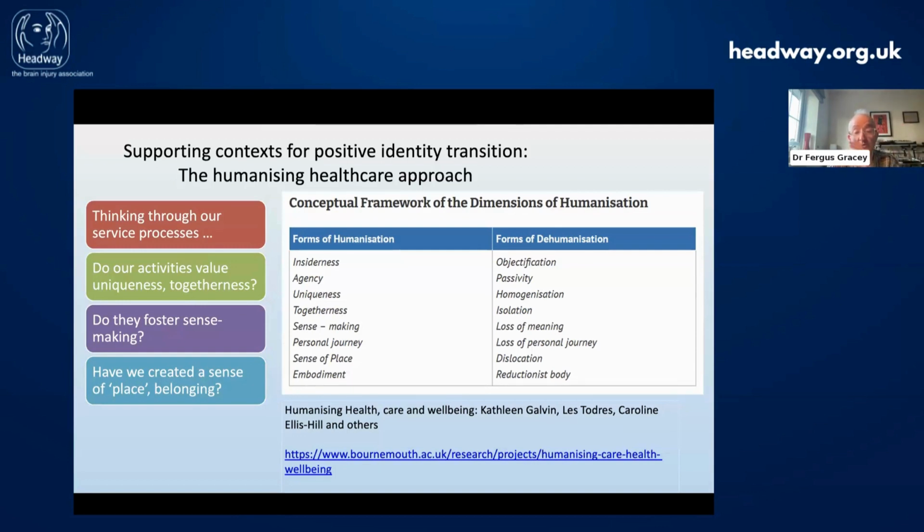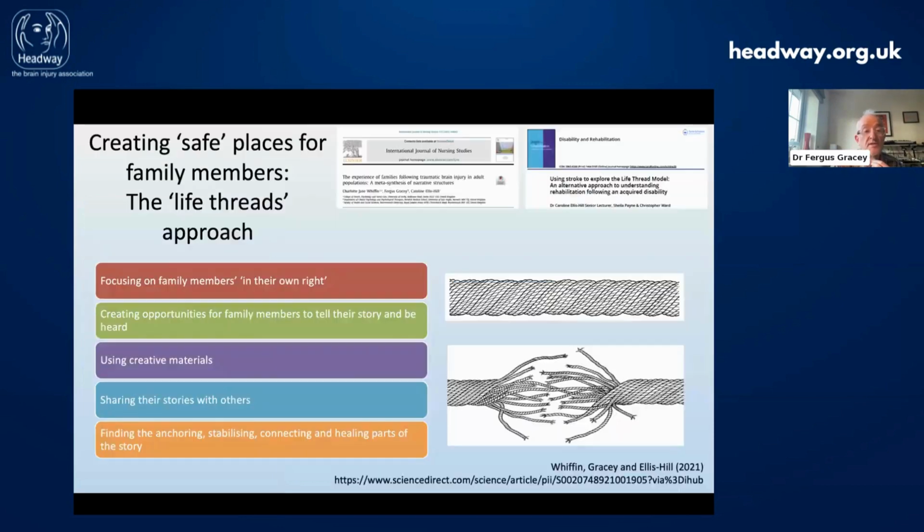So I find this a really helpful framework for thinking through these things. And we've applied some of those principles in work that we're currently doing around supporting family members, creating opportunities for family members to tell their story and be heard using creative materials, and also opportunities to share their stories with others. So without getting into particularly complex therapies, I think some of these humanizing things, being with others, being creative, sharing stories, are all things that any of us might do in any of the contexts that we're in.